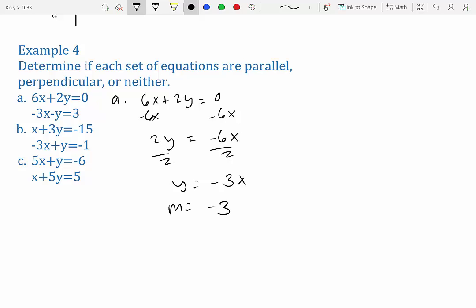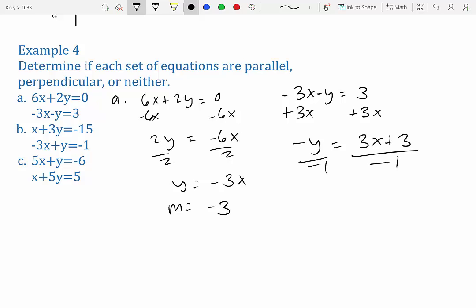In our next problem, we have -3x minus y equals 3. We're going to add 3x to both sides. So we have negative y equals 3x plus 3. And then we need to get rid of that negative by dividing it. So we have y equals negative 3x minus 3. So here our m is negative 3. You see how they're identical? That means they're parallel.